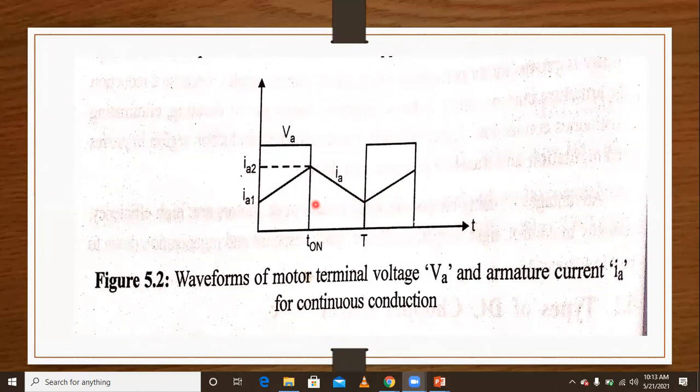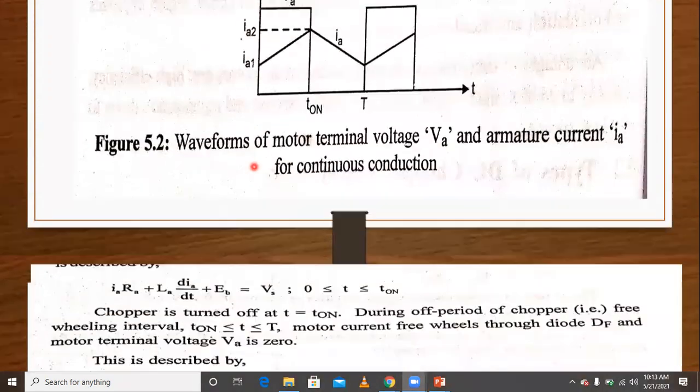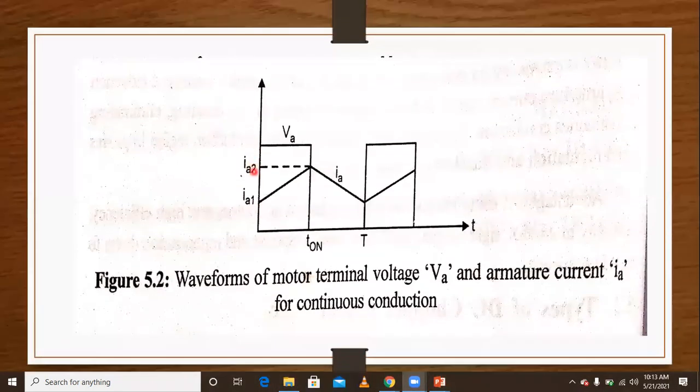So, this ripple current, between IA1 and IA2, is the change in current, that is called delta I. Lower ripple current means higher chopping frequency. You know the relation that the change in current delta I is inversely proportional to the frequency. So delta I L is equal to VS by 4 F L.